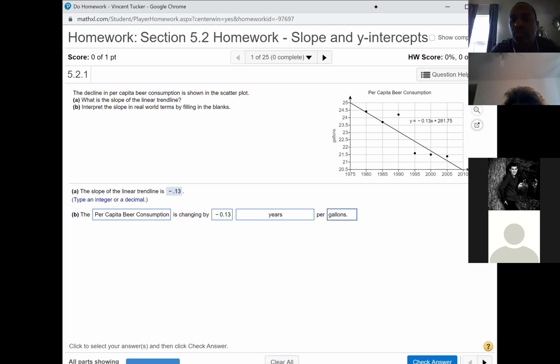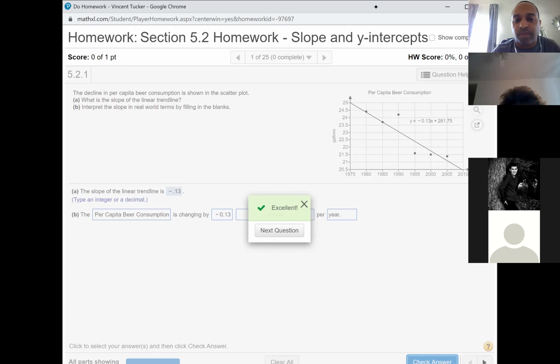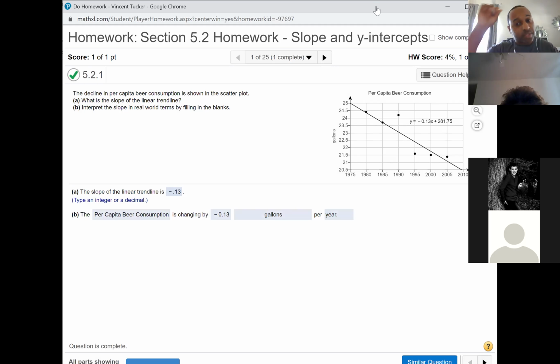Let me see. Oh, wait, hold up. I meant the other way around, because Y is on top. It's the other way. It's gallons per year. Let me check. Yep, I'm good. So it's gallons per year. Sorry. Remember when you do your slope, Y is on top, X is on bottom. So it's Y per X. So your Y is gallons, and your X are the years down bottom.